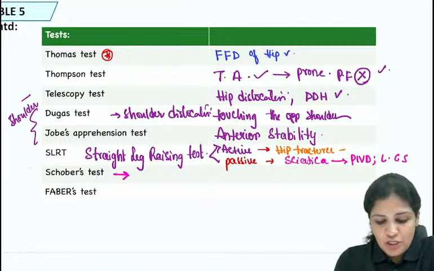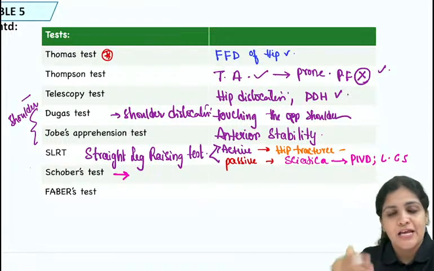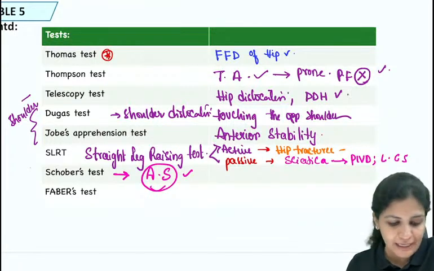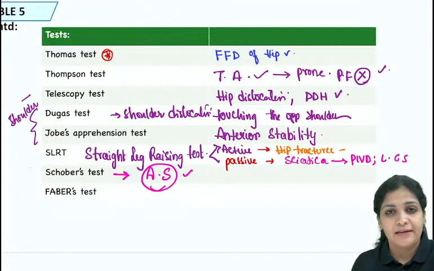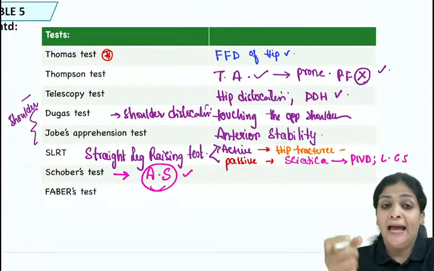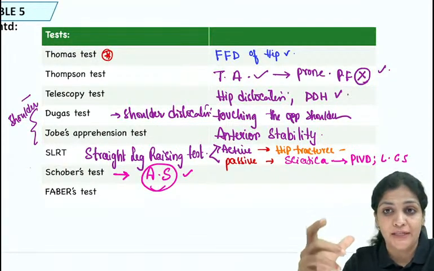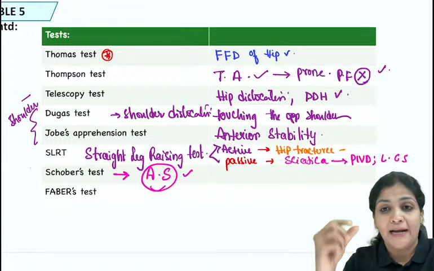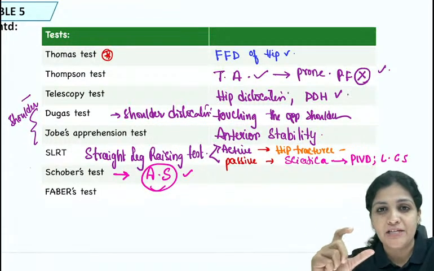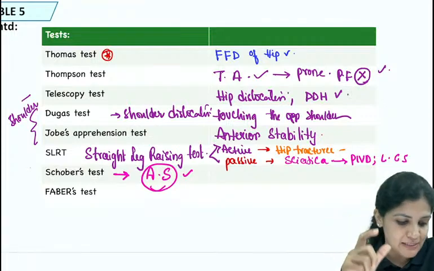Now coming to the Schober's test. So what is Schober's test? Schober's test is mainly for ankylosing spondylitis. You have to remember this. What is ankylosing spondylitis? In ankylosing spondylitis, what happens is there will be a limitation of flexion. And this Schober's test is usually used for identifying this flexion limitation, right? So this flexion limitation is identified by this Schober's test.